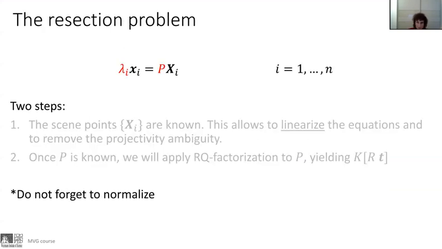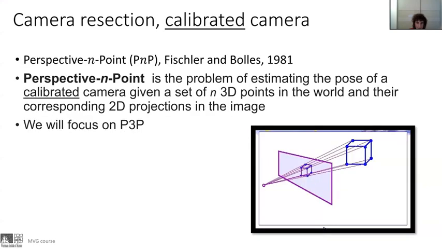So we just finished with the resection problem. We have 2 steps, and I remind you not to forget to normalize when you calculate the camera matrix. Okay. Let's move on.